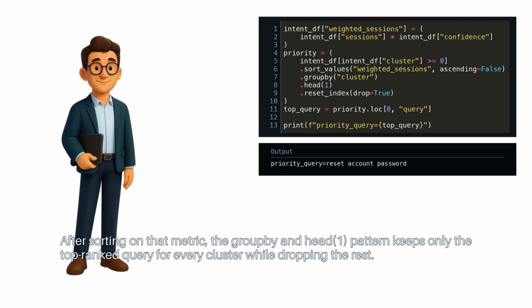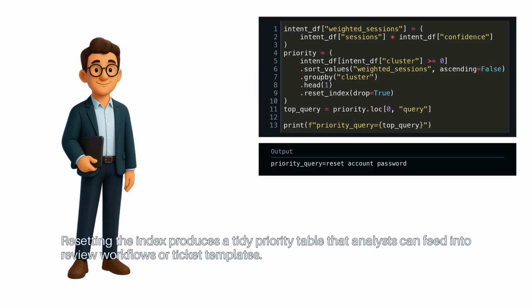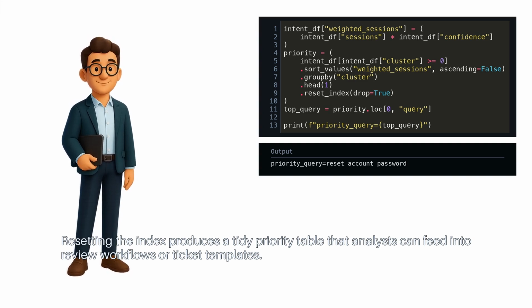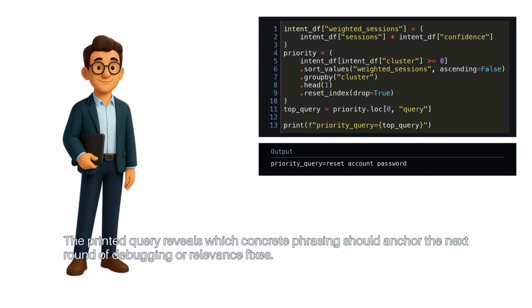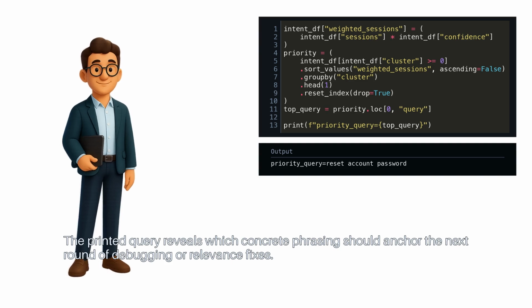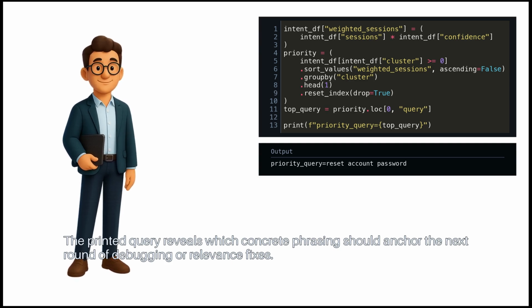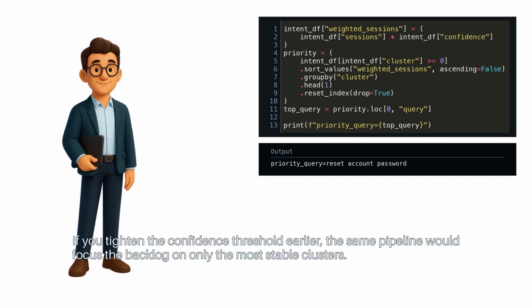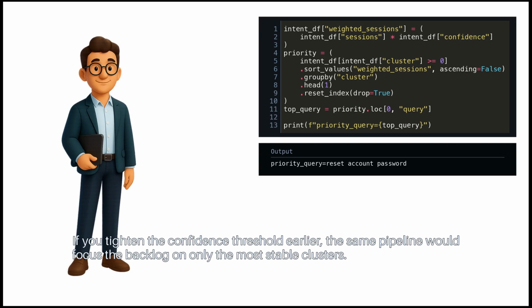while dropping the rest. Resetting the index produces a tidy priority table that analysts can feed into review workflows or ticket templates. The printed query reveals which concrete phrasing should anchor the next round of debugging or relevance fixes. If you tighten the confidence threshold earlier, the same pipeline would focus the backlog on only the most stable clusters.